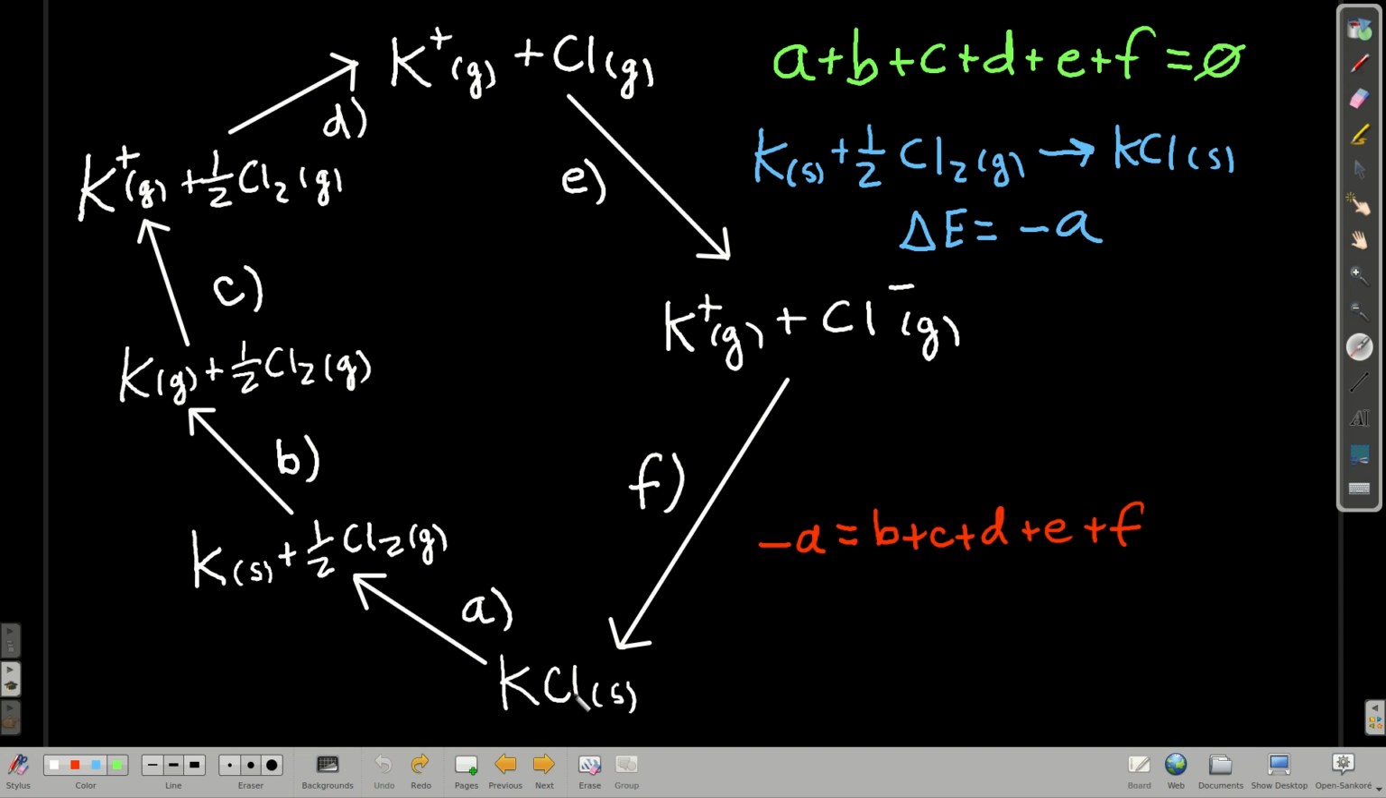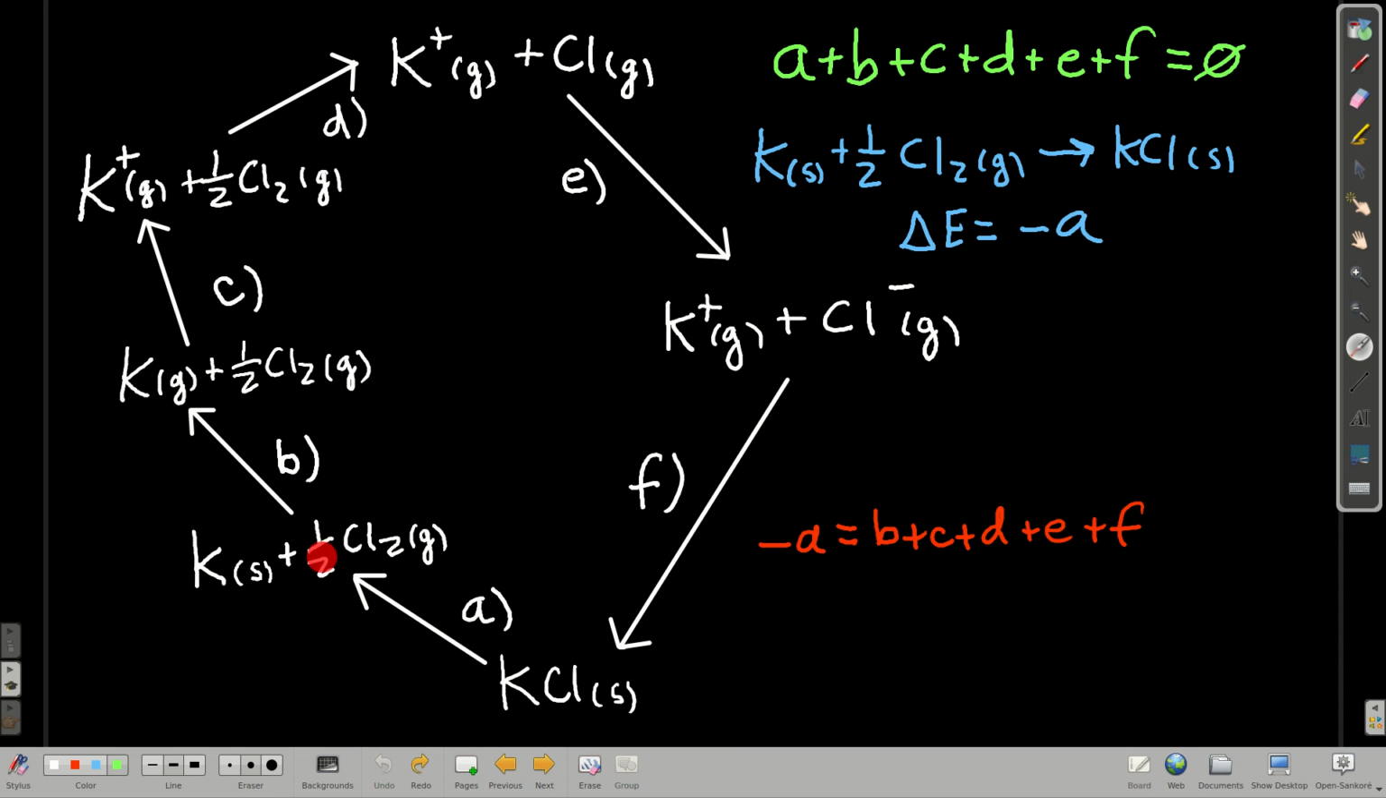So the idea is we're starting in the Born-Haber cycle. We start with a solid ionic compound, in this case potassium chloride, and the first step is to break it apart into its constituent elements, that is, in their standard states. So potassium chloride is made of potassium and chlorine. The standard state for potassium is potassium solid, but chlorine is a homonuclear diatomic in its standard state, so it's Cl2, chlorine gas. But we only have 1/2 a mole here.